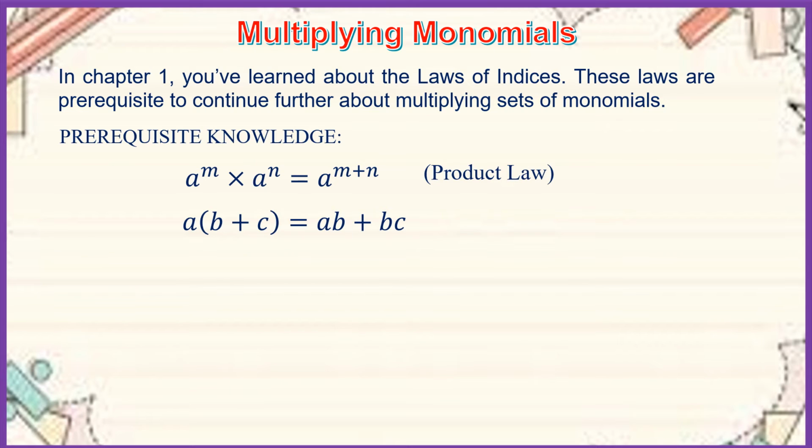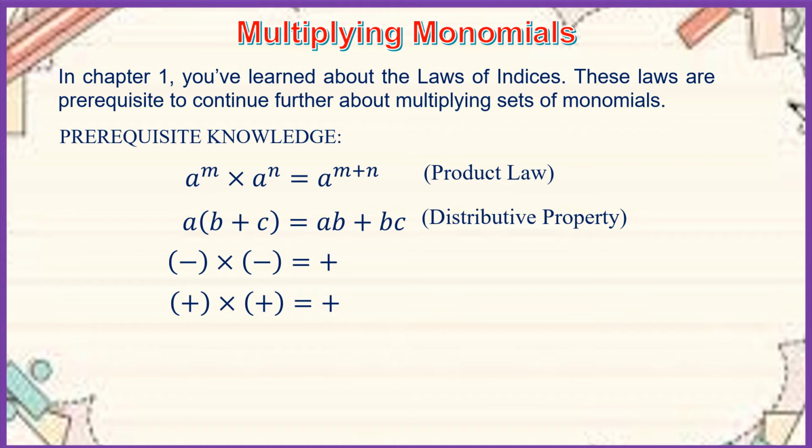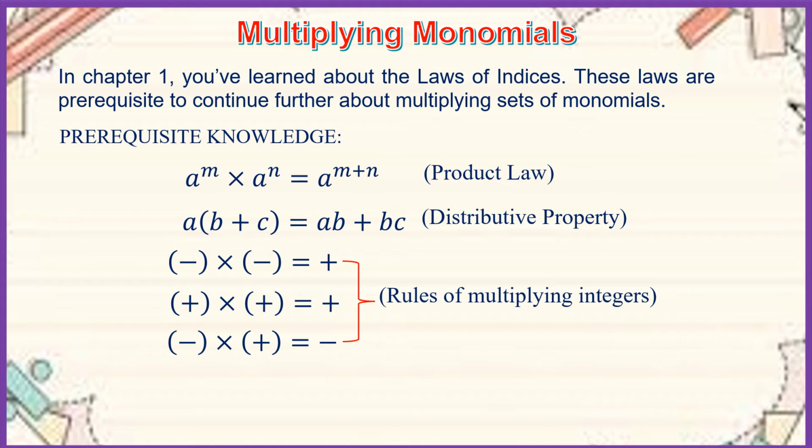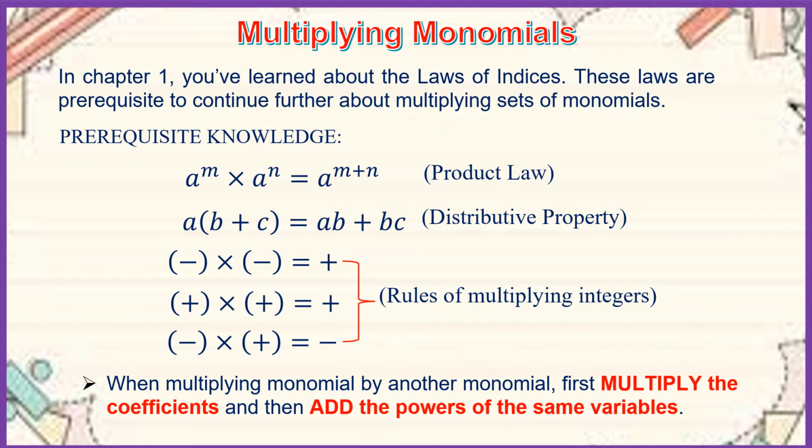And if we have a times the quantity b plus c is equal to ab plus ac, which is the distributive property. And we have negative times negative, which is equal to positive, positive times positive, which is equal to positive, negative times positive, or positive times negative is equal to negative. These are the rules of multiplying integers. So take note that when multiplying monomial by another monomial, first multiply the coefficients and then add the powers of the same variables.